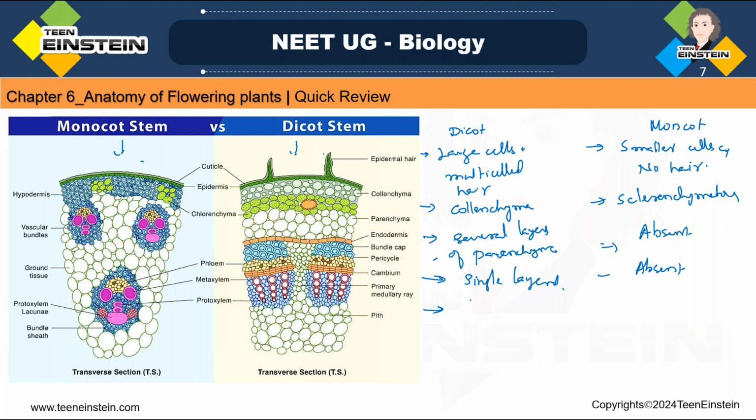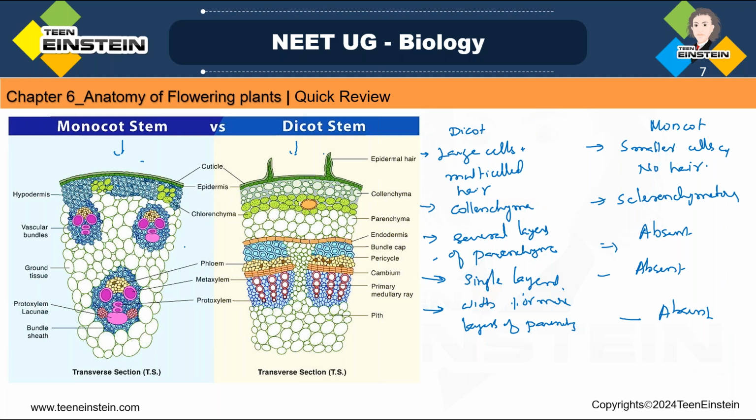It may be with one or more layers of parenchyma cells. In which one? In the pericycle of dicot, but the pericycle region is absent in monocot. It's not like absent, that portion differentiation is not there. In which one? In monocot we have not differentiated into different regions like that.